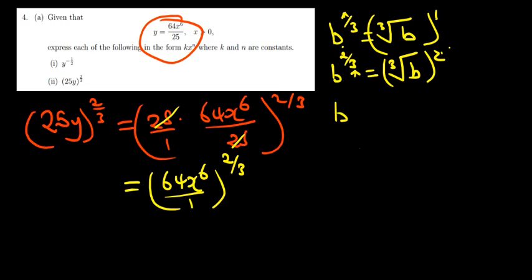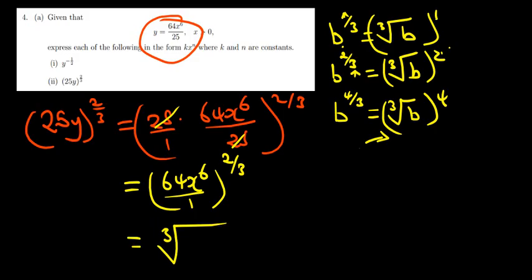So if we had b to the power 4 over 3, this here would be the same as cube root of b and then raised to power 4. So we're going to use this property here. We're going to say this here is the same as the cube root of 64x to the power 6, and then we are going to square it since we have a 2 on top. The one that is in the denominator becomes the root.